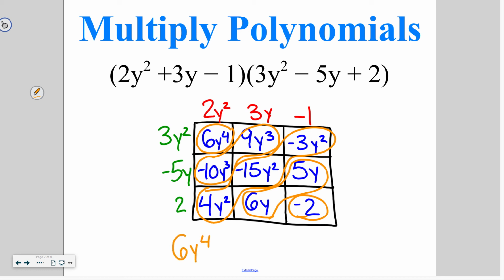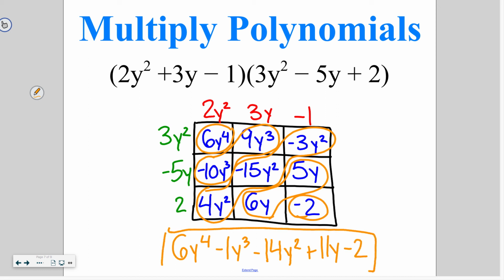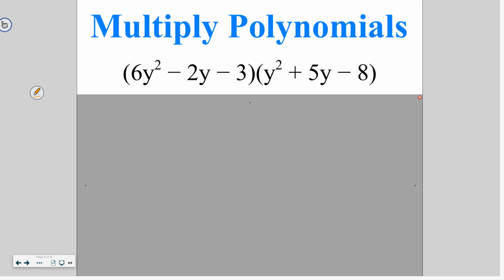9 plus a negative 10 is going to give me a negative 1y to the third. Then we've got negative 3 minus 15, which gets us down to negative 18. But then we have another positive 4, so we're only at negative 14y squared. Positive 6 and positive 5 give me a positive 11y, and then we're subtracting 2 at the end. So going through and combining all of those pieces with matching exponents. Go ahead and try this one on your own.